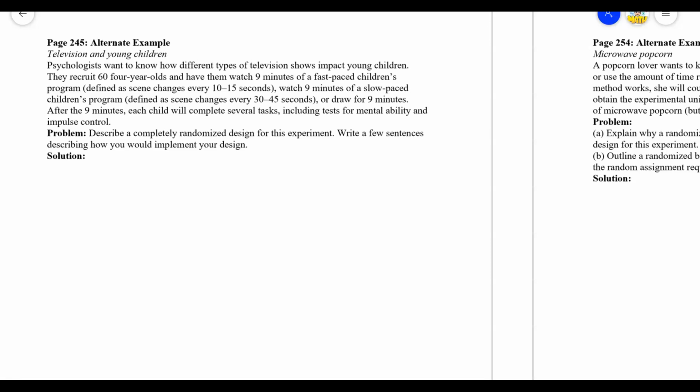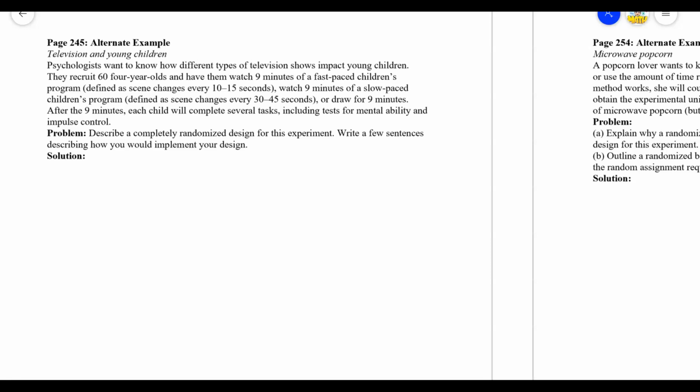So we have 60 4-year-olds. They're going to do 9 minutes of a fast-paced children's program, 9 minutes of a slow-paced, and draw for 9 minutes. And then after 9 minutes, they'll complete several tasks. That's going to be our metric to see how these different treatments impact their mental capacity, right? So they want to see if there's any impact at all, depending on how these three different treatments go.